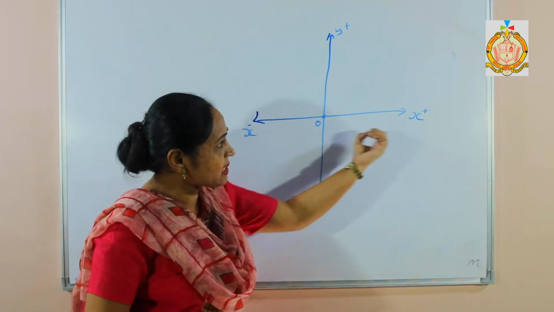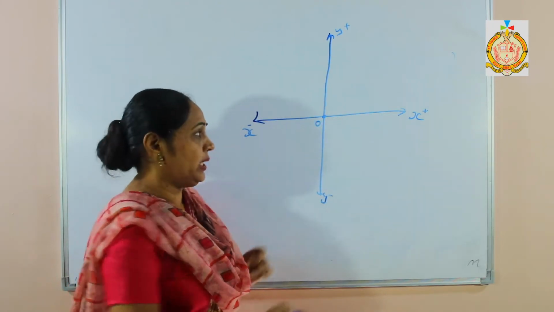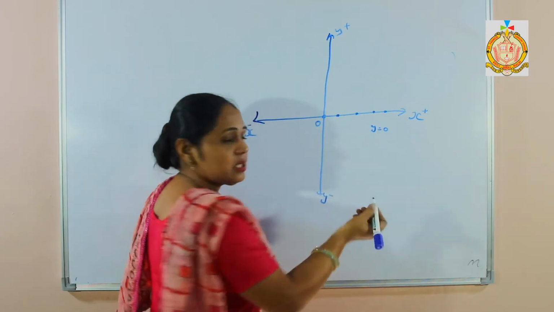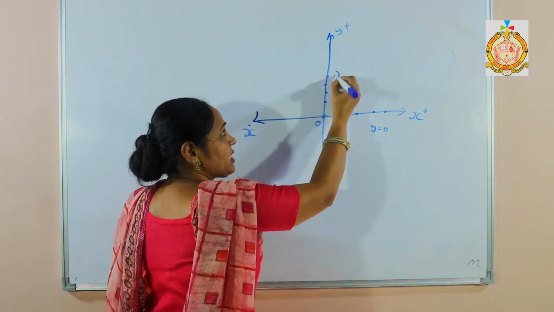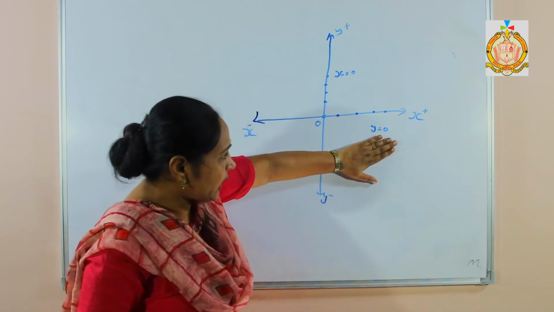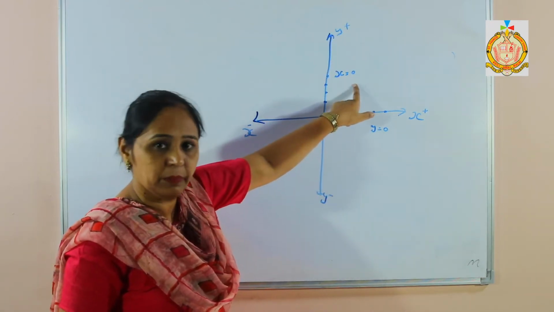Now see, on the x axis, y is not there. Y cuts it at the 0 point. That means every time on the x axis the value of y will be 0. In the same way, on the y axis every time x will be 0. Clear? Again, on the x axis y is 0, on the y axis x will always be 0.